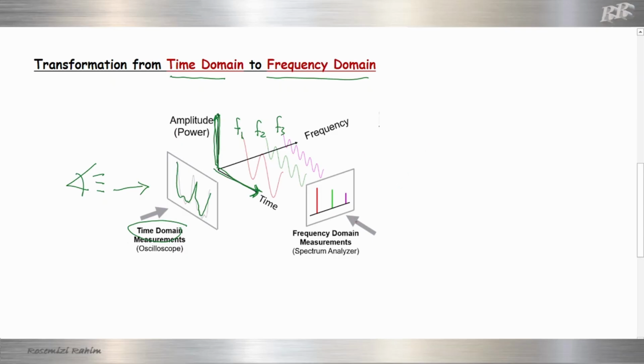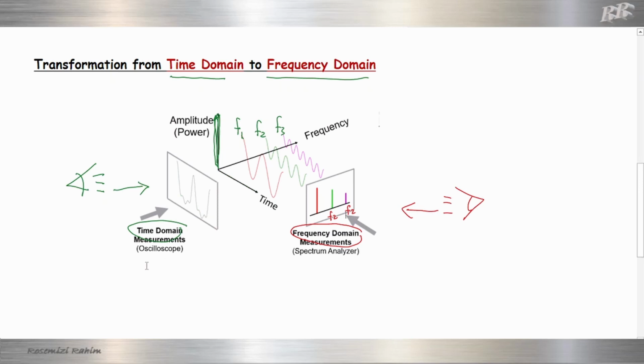Next is the frequency domain. If we view from here, this is our eyes. When we look from here, what we can see is the signal for signal number 1, frequency 1, signal number 2, frequency 2, and signal number 3, frequency 3. This is the signal strength of the 3 signals. So we have 3 signals shown separately in the frequency domain.